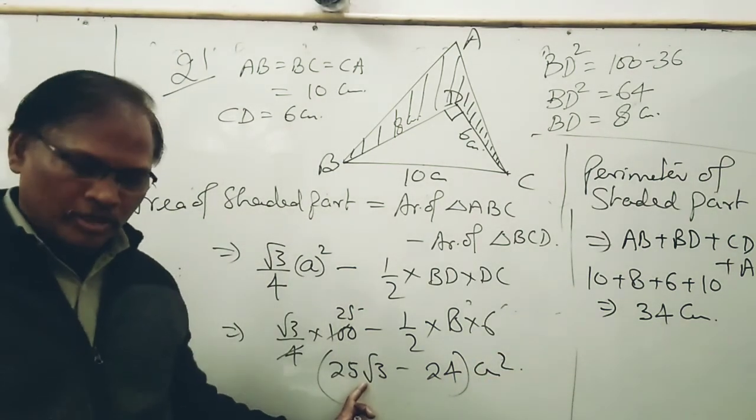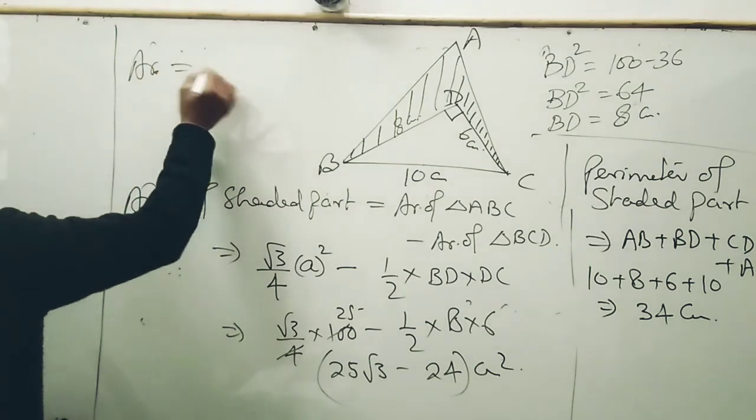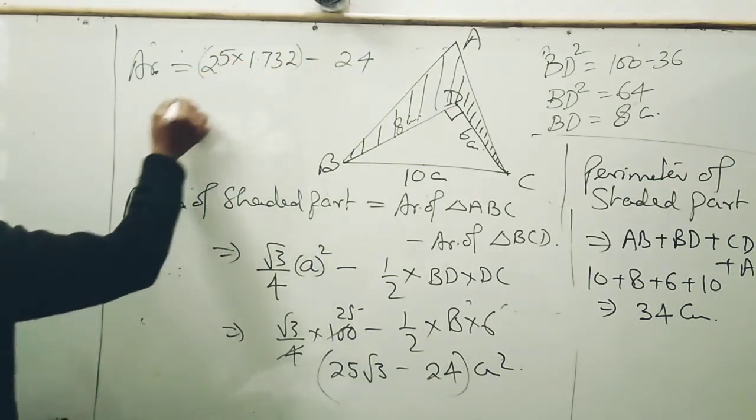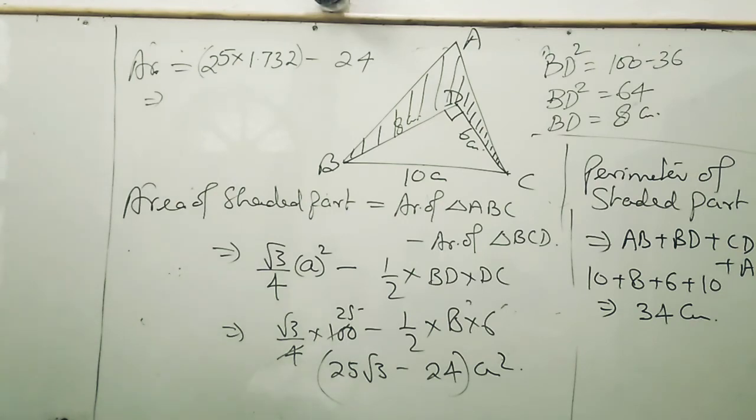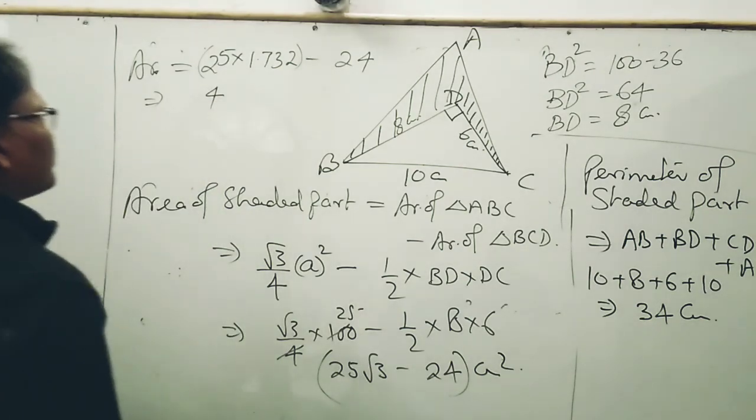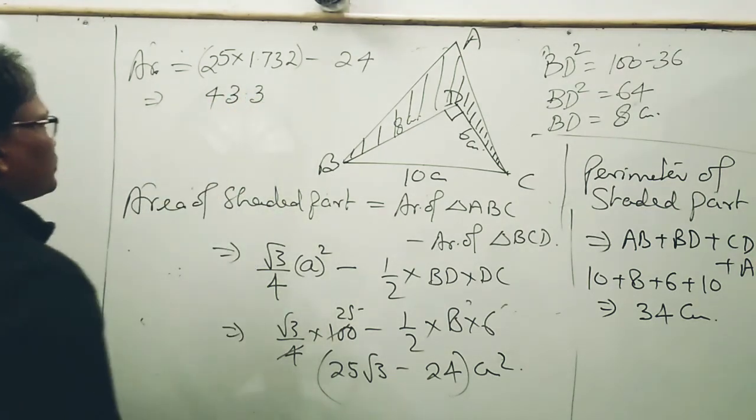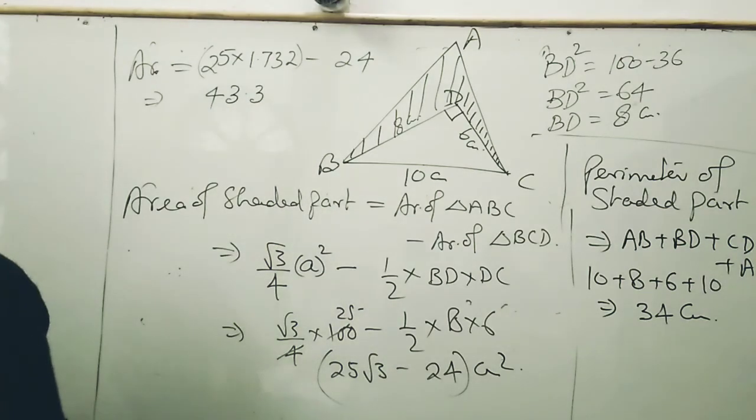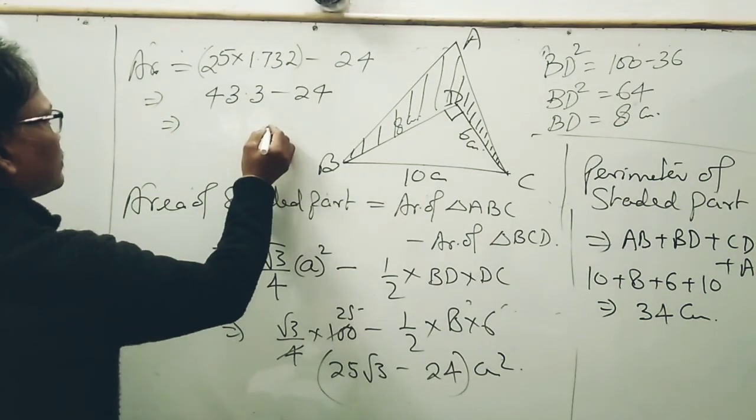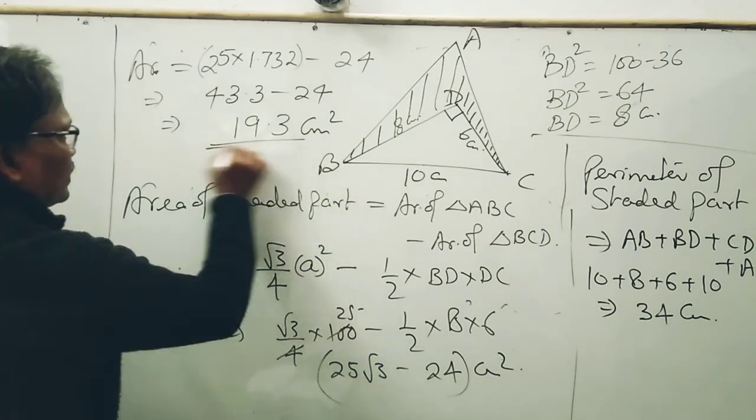Put the value of √3 1.732. अब √3 की वैल्यू पुट कर दें तो एरिया निकल आएगा 25 into 1.732 minus 24, and multiply this. 43.3 minus 24, and this is equal to 19.3 centimeter square.